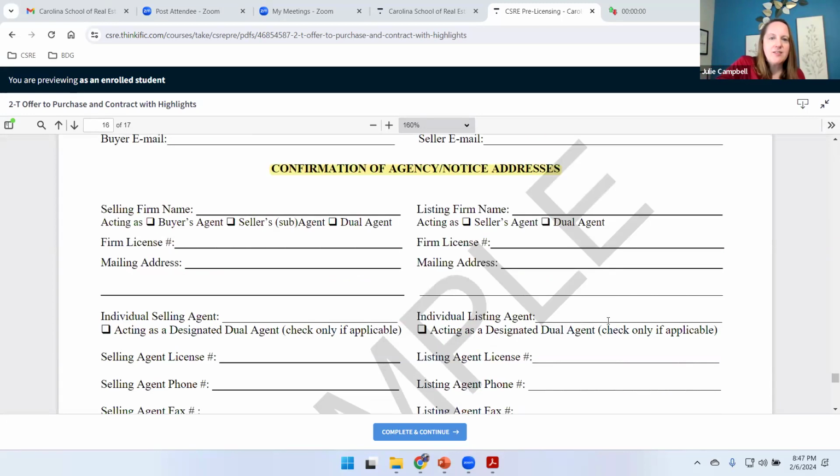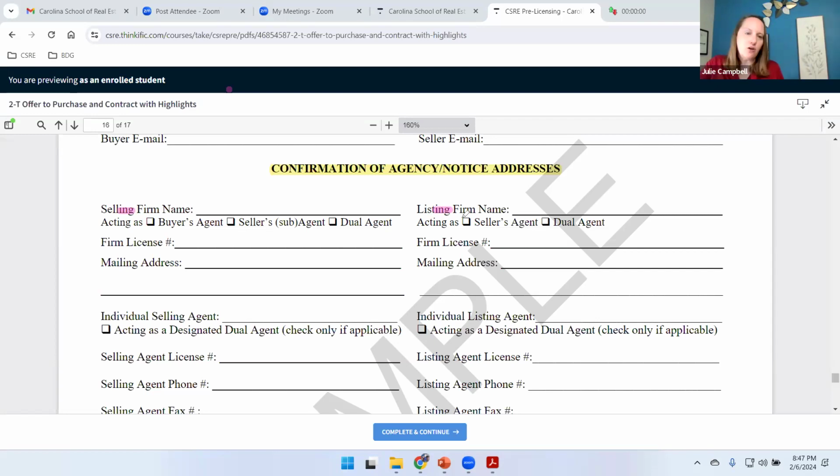And then we have a place, confirmation of agency and our contact information. So this is the only place that we belong. And the only reason we're here is to share our contact information. So we have the selling firm and the listing firm. Remember, buyers on the left, sellers on the right.